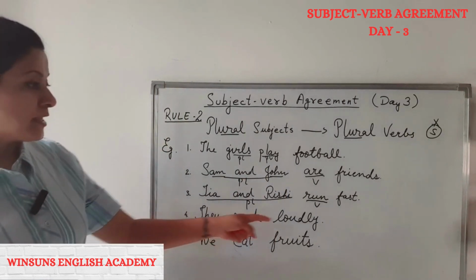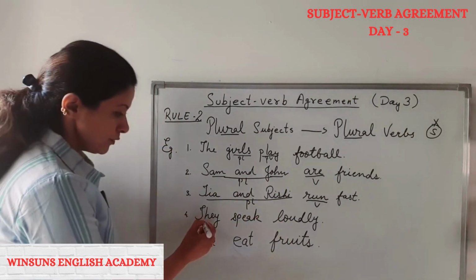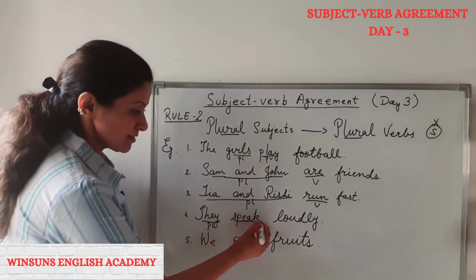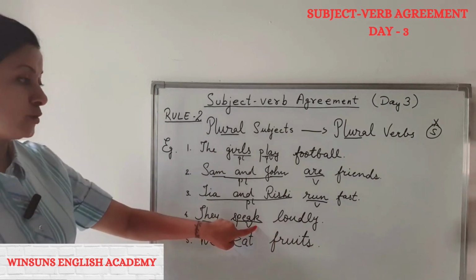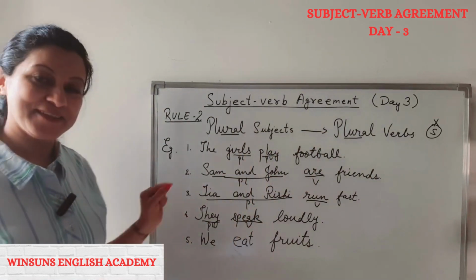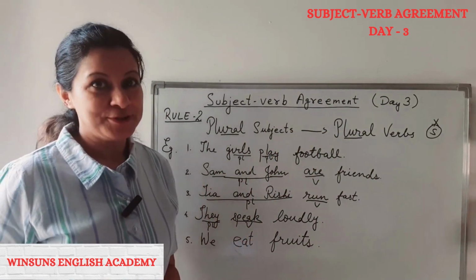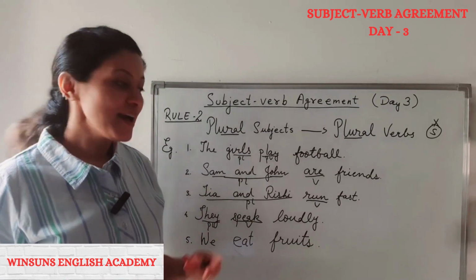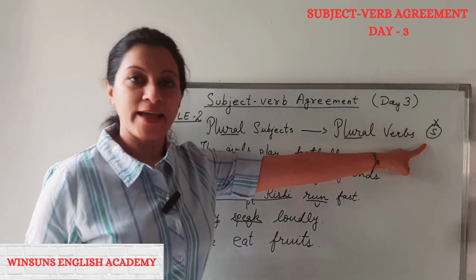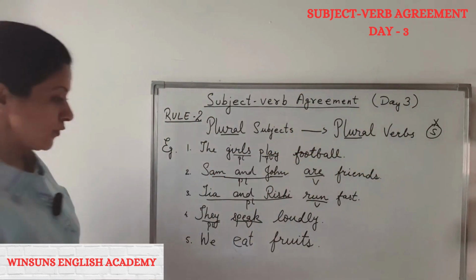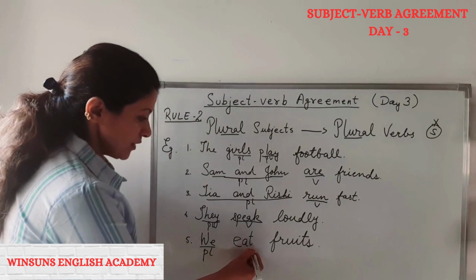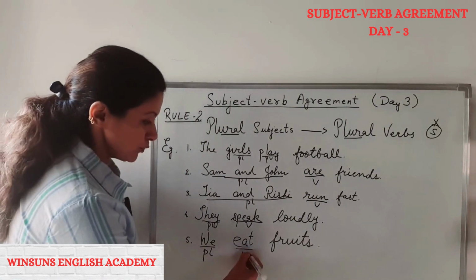Now, they speak loudly. They, as we know, is plural, right? So, they speak, not speaks. They speak loudly. Remember, no S in plural verbs. I'm repeating it because that's the error that I find in most of my students. When I give them tasks, I see they get confused here. So I'm repeating, plural verbs do not have an S. Now again, more than one, right? So we eat, not eats. We eat fruits. So plural verb.